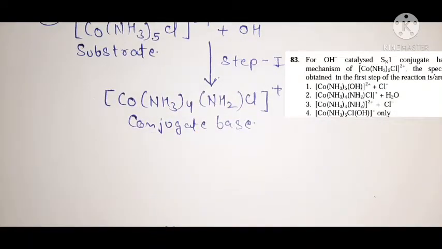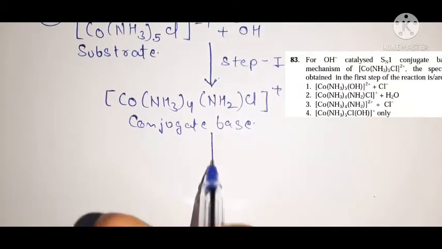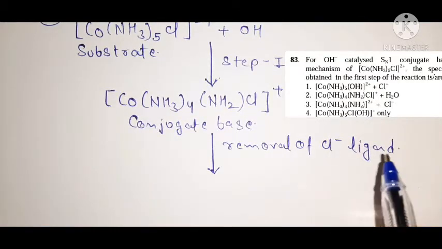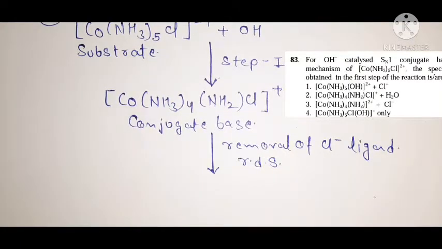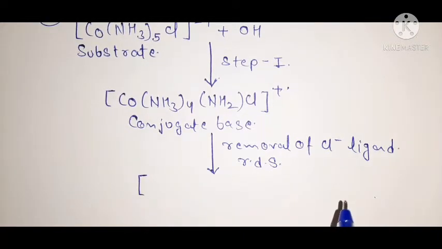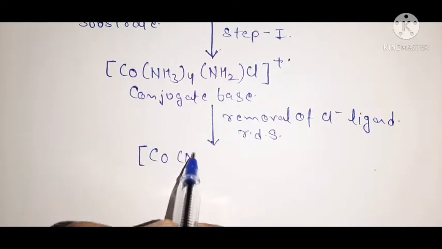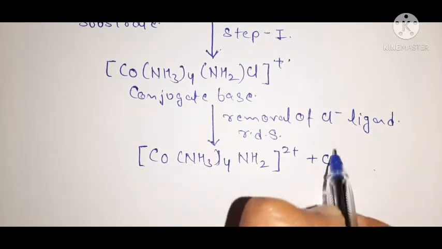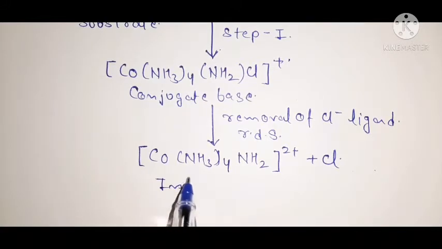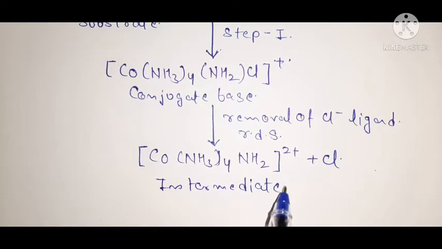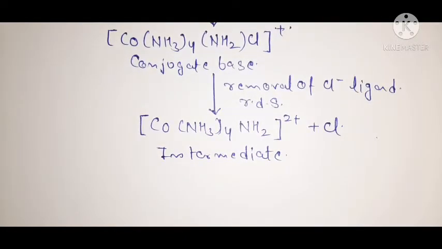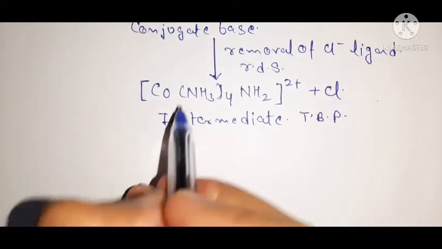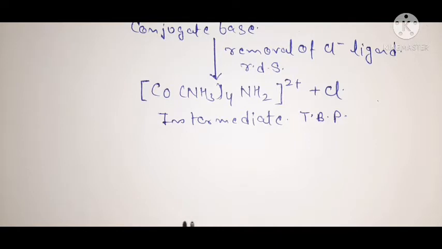Now after that, there is a removal of Cl negative ligand in this conjugate base, and this is the rate determining step of this reaction. After the removal of Cl minus ligand, we obtain a penta coordinated intermediate, plus Cl. This intermediate will adopt TBP geometry. Why TBP geometry? Because NH3 is a pi donor ligand also, so it will stabilize this TBP geometry.